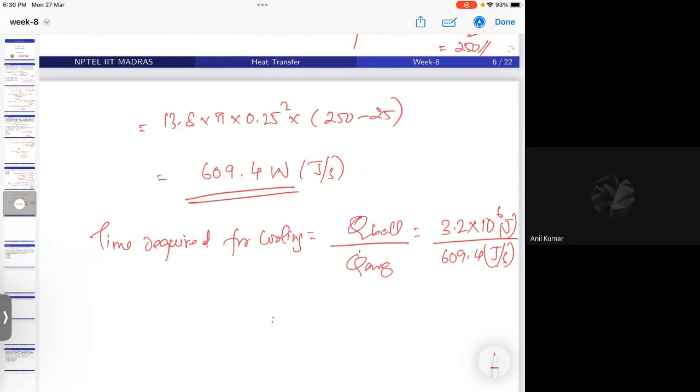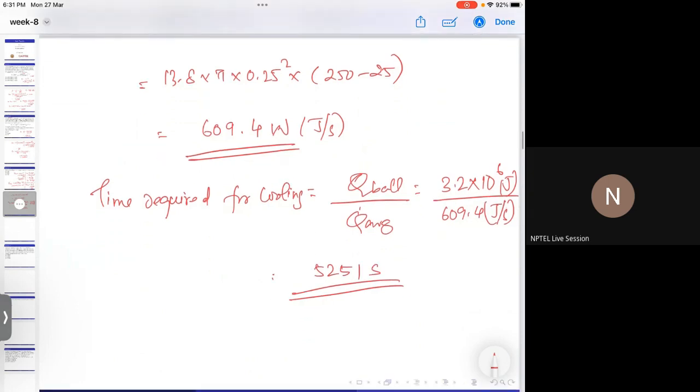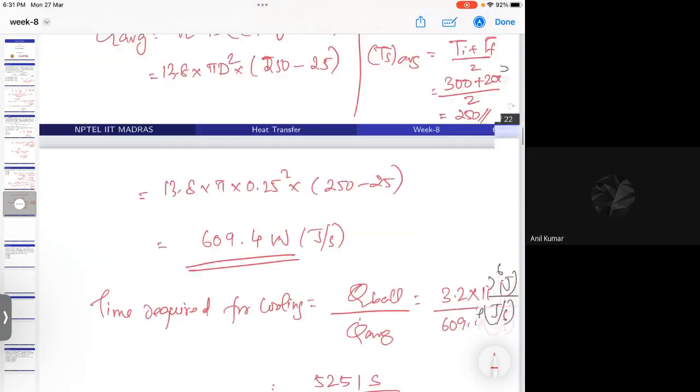Sir, it is coming out to be unreasonable actually. It is very high. Yeah, let's see what is the value? 5 to 5.1 seconds, right? Yes. When we divide by 3600, it is close to 1.5 hours. It's fine. Okay, it's close to 1.5 hours.